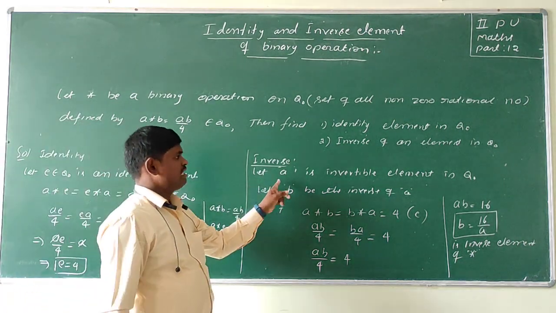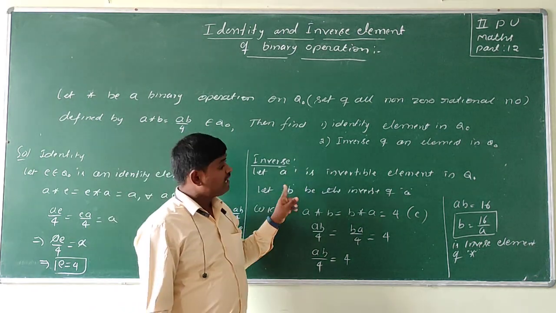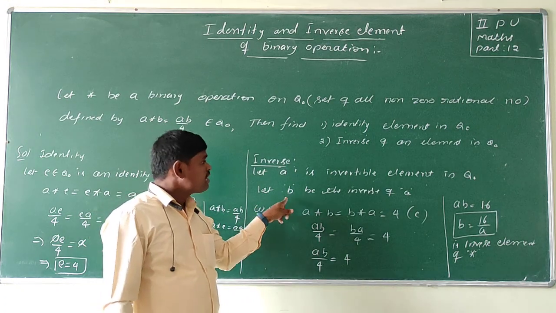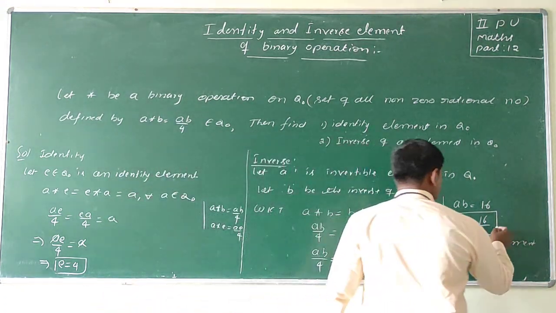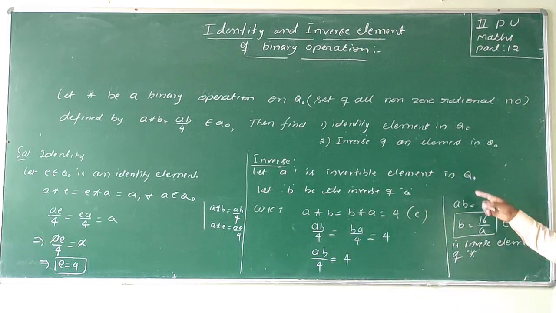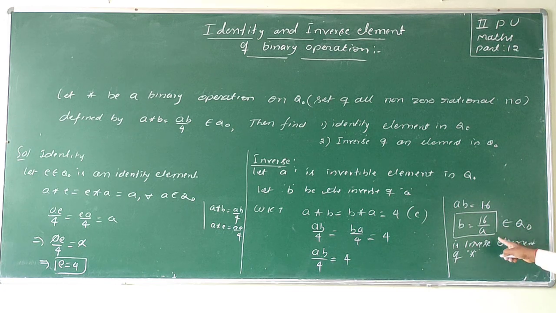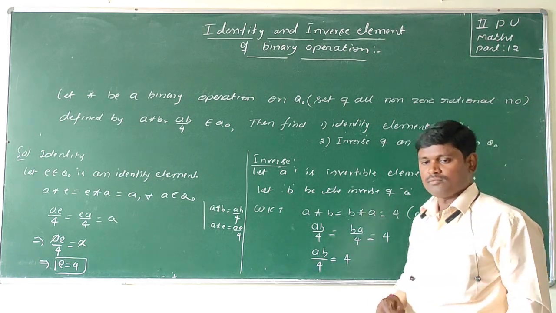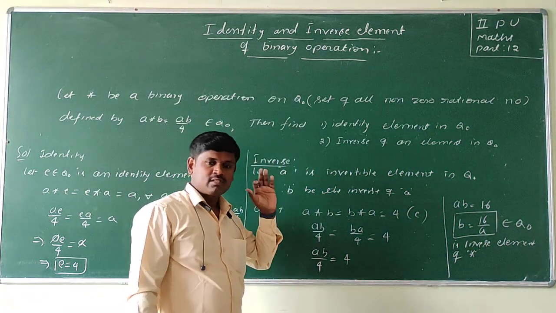So A is invertible, therefore we are considering B as its inverse. So we need to find B. What is B? Therefore B is 16 by A. This belongs to Q naught, the set of non-zero rational numbers. So therefore this is invertible for all elements which belong to Q naught. So this completes your chapter.